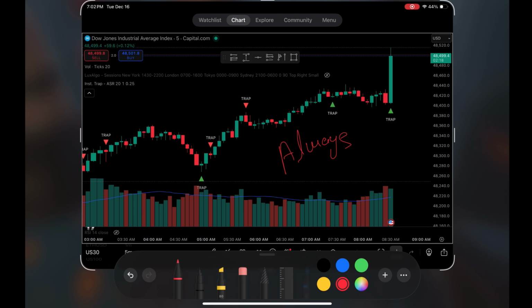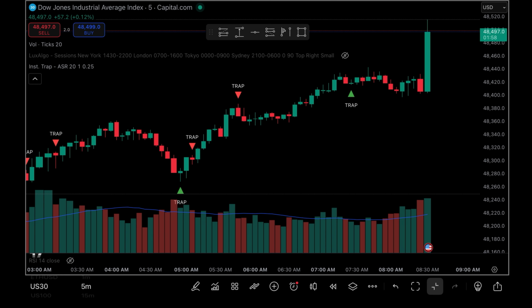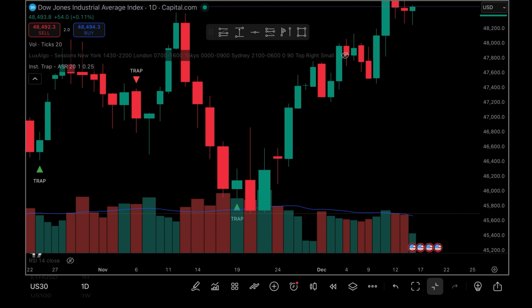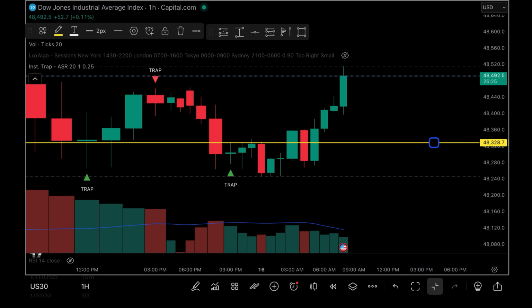Now let's walk through how I mark and study a trap candle on the chart. First, once a trap candle forms, I mark the high and the low of that candle. That range becomes important because it often shows where liquidity was taken and where institutions may have stepped in. From there, I usually see two possible ways price reacts.